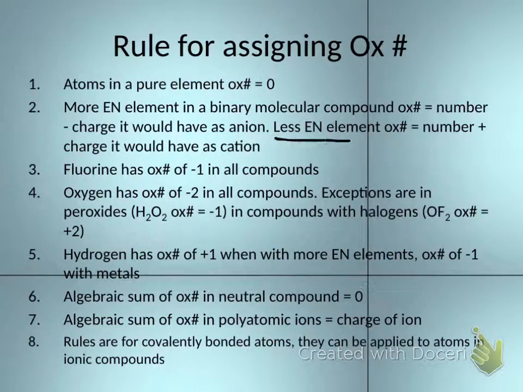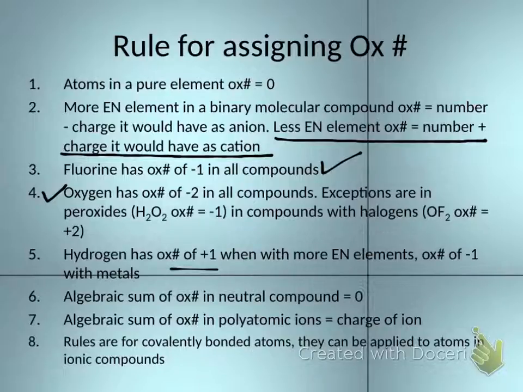The less electronegative element has the number that it would have as a positive charge, but we work off the negative oxidation number. Fluorine is always -1. Oxygen is basically always -2. There are a couple exceptions, but in essence, we're never going to deal with them. Hydrogen is generally +1. And there are some exceptions again, but we're really not going to deal with them.